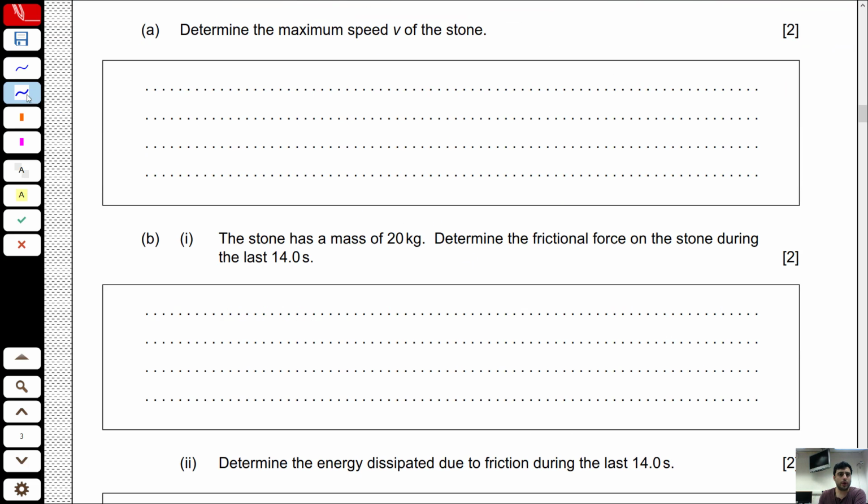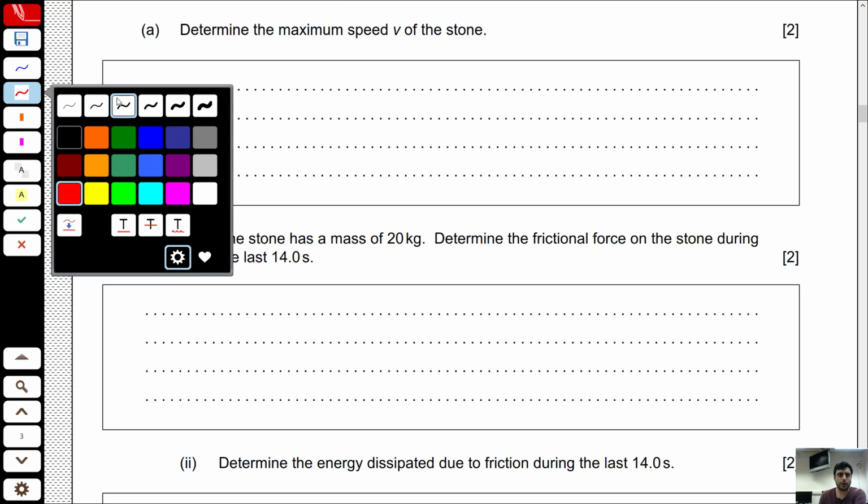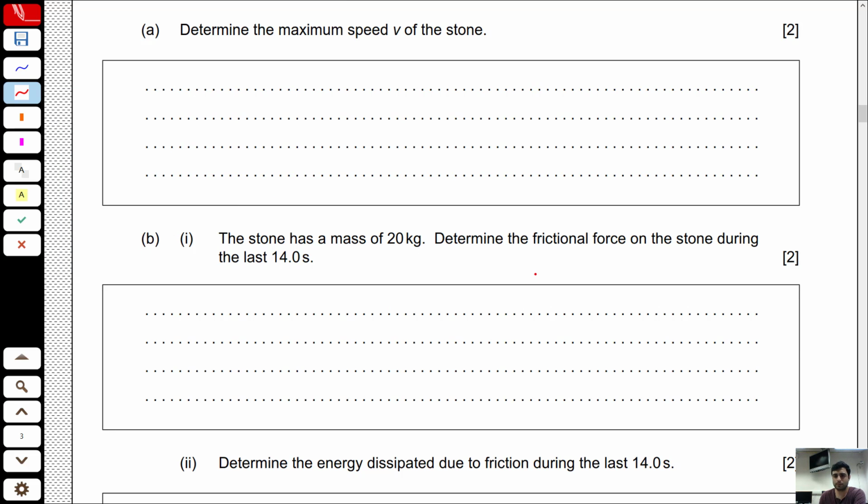So determine the frictional force. Whenever it comes to force, we always use Newton's second law equation, which is that net force is equal to ma. So this is the equation that we will be using. This force is actually the net force. In our case, it is the net frictional force that will cause the deceleration. We have the mass, we just need to find the acceleration, or in other words, deceleration, because the velocity is decreasing.